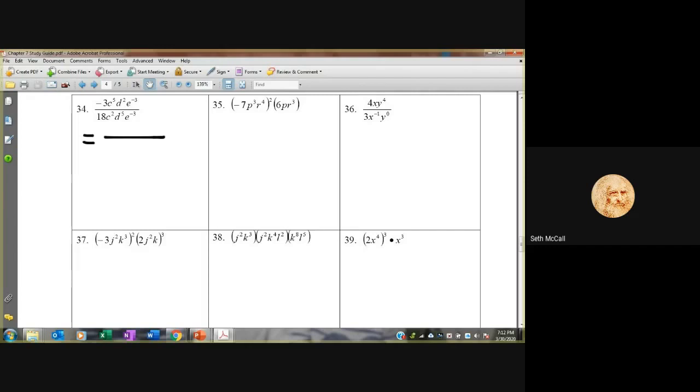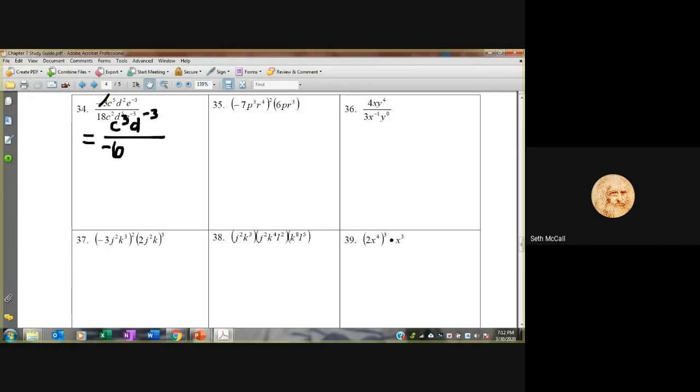So we're going to divide both of those by -3. So -3 divided by -3 is 1. So we're actually not going to write anything on top. Now, 18 divided by -3 is -6. Okay, so we're going to leave that as a -6. Now, the next part that we're going to look at is we have c to the fifth on top, c to the second on the bottom. And so 5 minus 2 is 3. So it becomes c to the third. Then we have d to the second and d to the fifth. So 2 minus 5 is -3, so d to the -3rd.